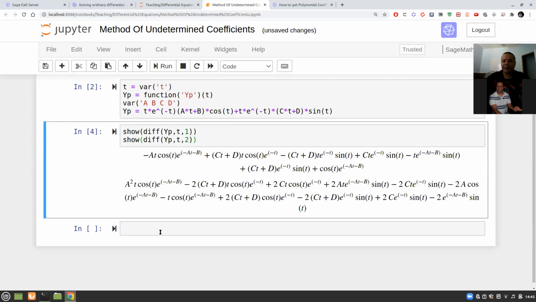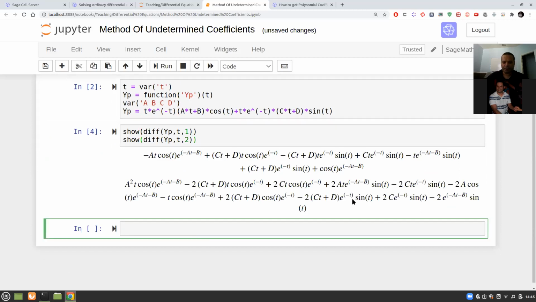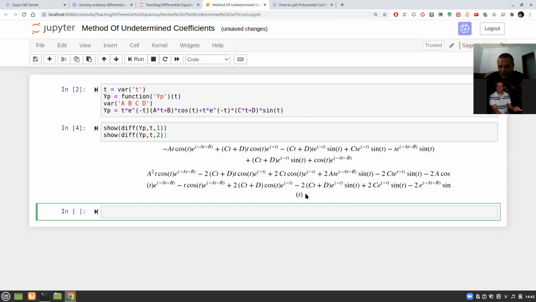Okay. Now I'm going to do the, nope, so that sine of t should be on here, just so that you're aware. Now we're going to do the left-hand side for our particular solution. Remember that was y double prime plus 2y prime plus 2y equals 4t e to the negative t cosine of t.